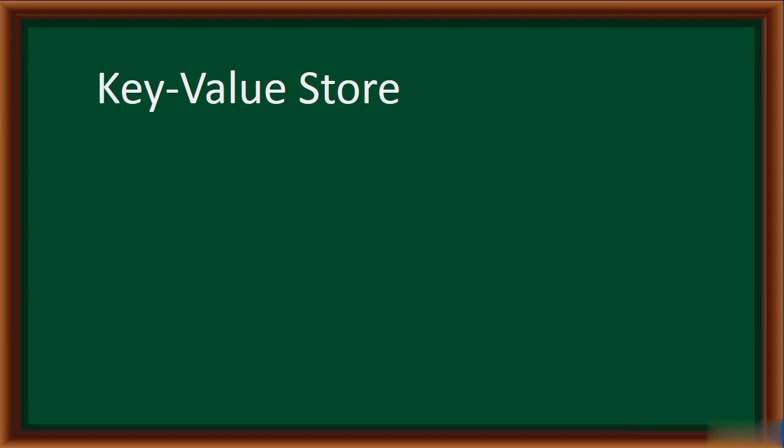The next category is the key value store. Typically, you have a key you can query by, and then you have the value to that key. The only disadvantage or drawback with this type of NoSQL database is that you can only usually query by the key. You can't query by anything else.